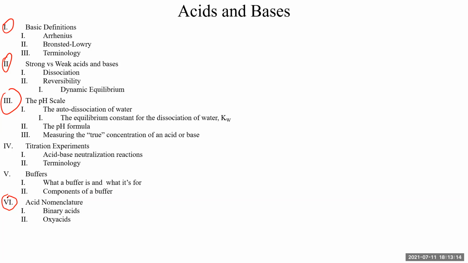At the end of this, we have a very brief review of acid nomenclature, making a distinction between binary and oxyacids. We've talked about this before, but just in case you want a quick refresher on that.